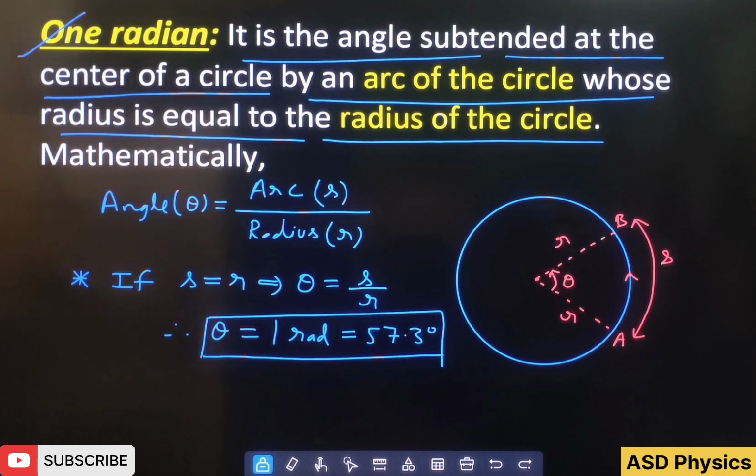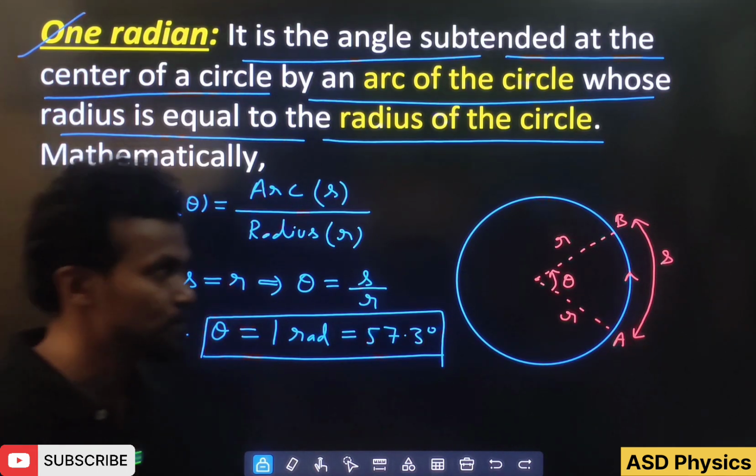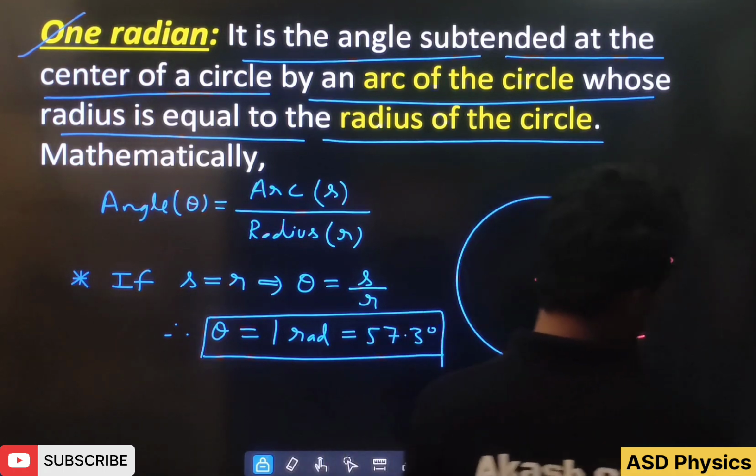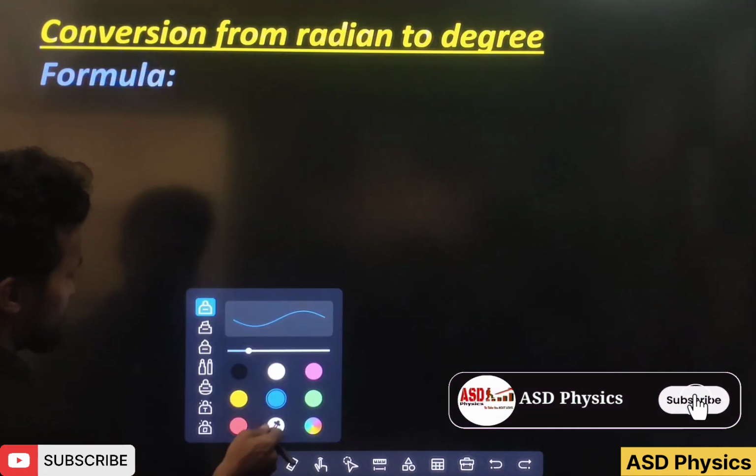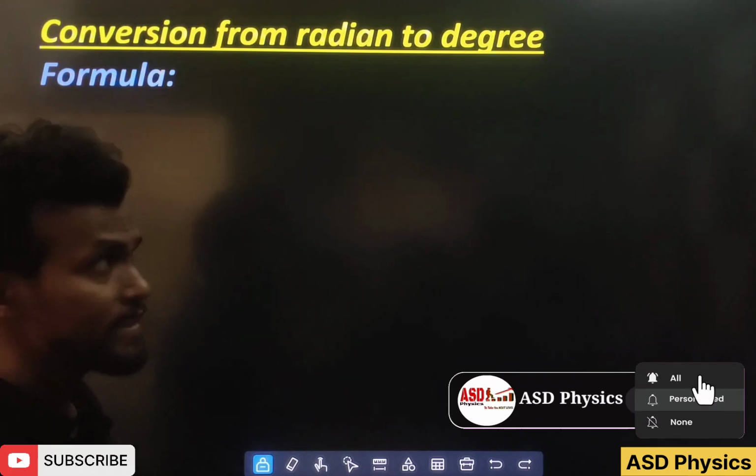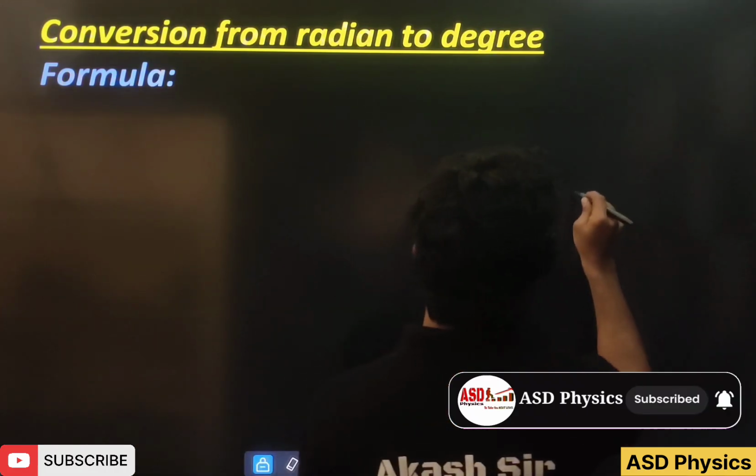1 radian here. Basics we have to see from the arc and the radius. Students, great. Next one, let's see here. Conversion from radian to degree. Conversion from radian to degree. So first I will tell you one basic here.